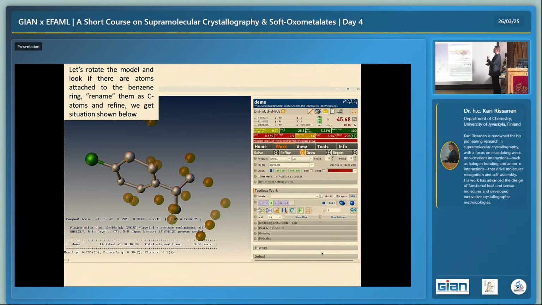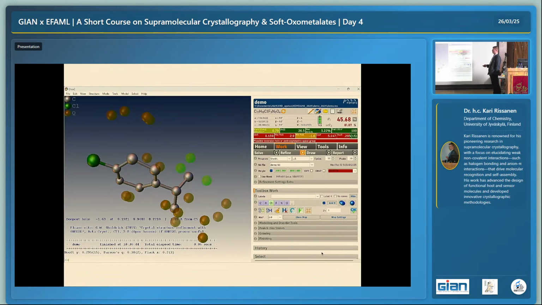So now let's rotate this again and look if there are atoms attached to the benzene ring, and we name them as carbon atoms. We found that there are 3 brown balls in there, and we just click them as carbon, and we have them now here. Now we go back to the refinement and see what we have. So now this number went down a bit, and this looks fine, okay?